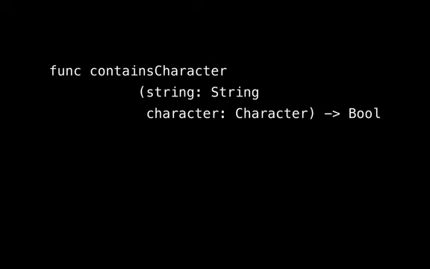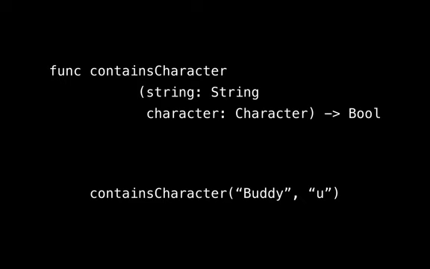Let's take a quick look at a Swift function. I pulled this out of the examples in the book, but I'm going to work through those and then we'll extend it to something else. So: contains character, string, character. A Swift function has named parameters. In this case, these names are the variable names that you'll use inside the function to describe the variables. So this produces a call site that looks like this: contains character buddy you. There's a string, there's a character.